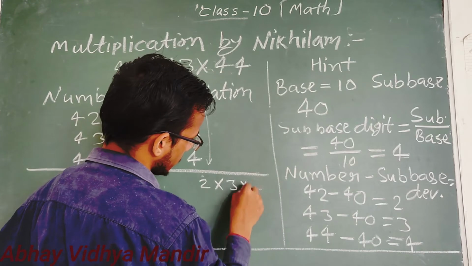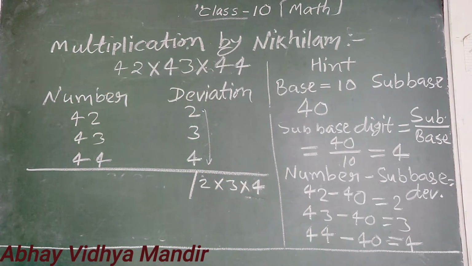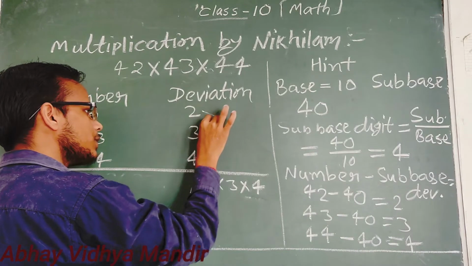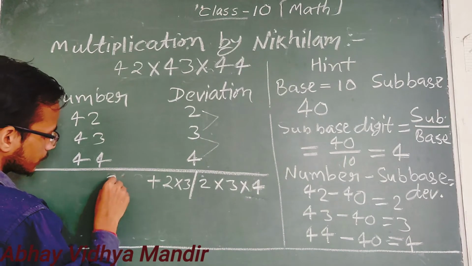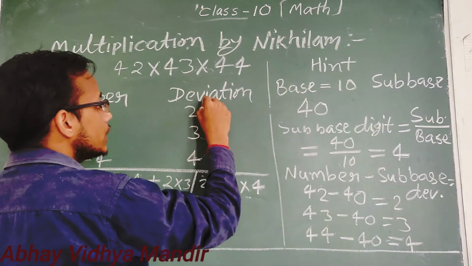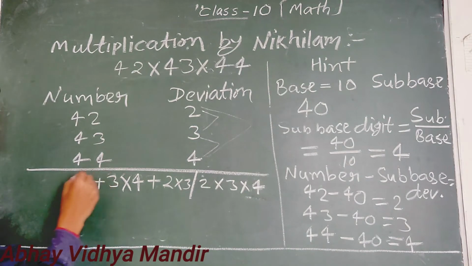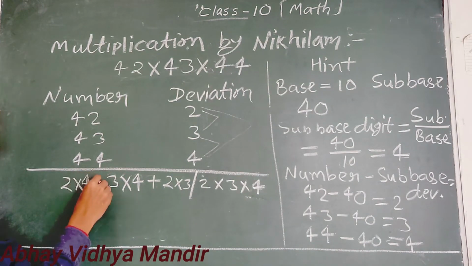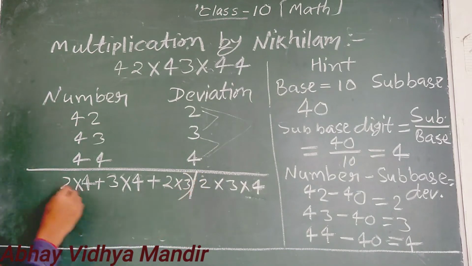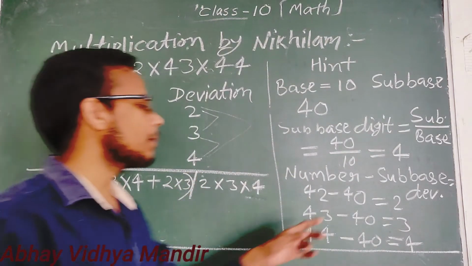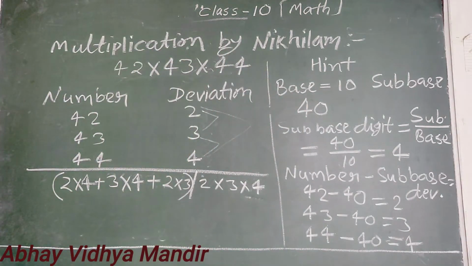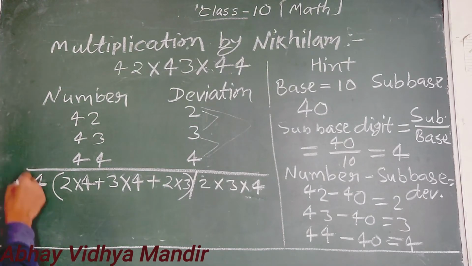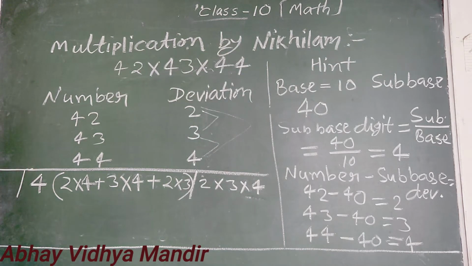2 multiply with 3 multiply with 4. Then oblique. Then multiply in the pairs. In the pairs means 2 into 3 plus 3 into 4 plus 2 into 4 and multiply with sub-base digit. Sub-base digit is what? 4. So here will be 4.